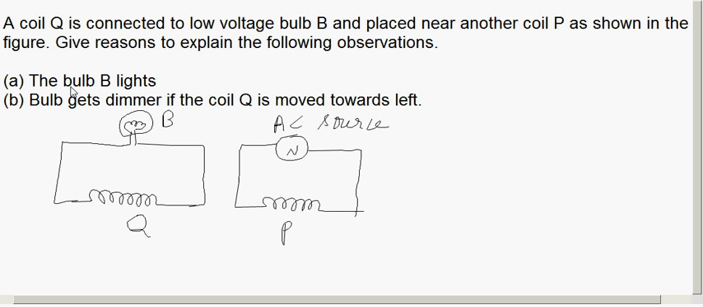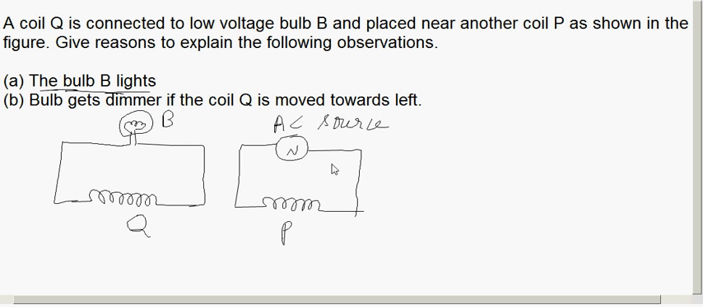The first question is why the bulb lights. For the bulb to light, we need a current. A current is flowing through the second coil Q, or this closed circuit. Now from where did this current come? The current can be due to mutual induction. Why? Because we have a coil P here which is connected to an AC source, alternating current.